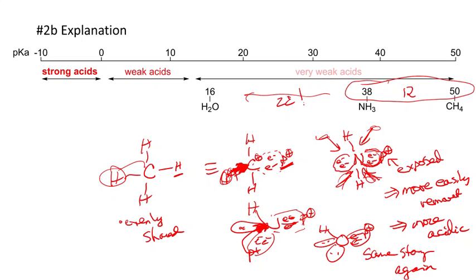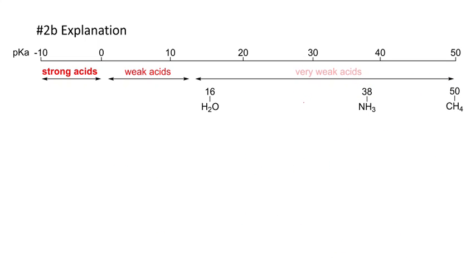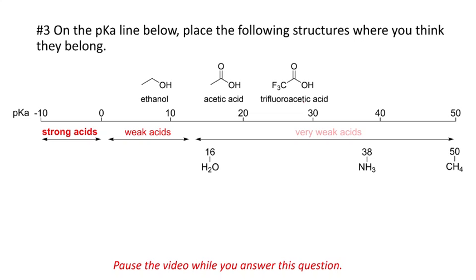All right, here we go. Now what we're going to do is take a look at this line with its reference values of water, ammonia, and methane at 16, 38, and 50 on the pKa scale. And my question to you is now going to be to place structures where you think they belong on this scale. It does not matter if you get this right or wrong. The question is, what do you know right now at this instant that would give you some sense of where these might be? Think about what you've learned. Give it a few minutes. Place them where you think they would be. Sketch them in with a pencil. Pause the video while you do that.